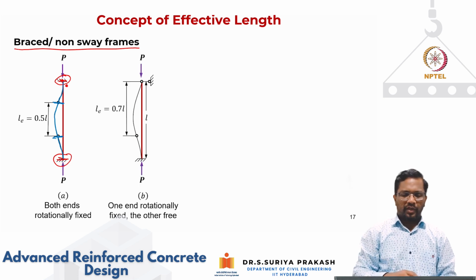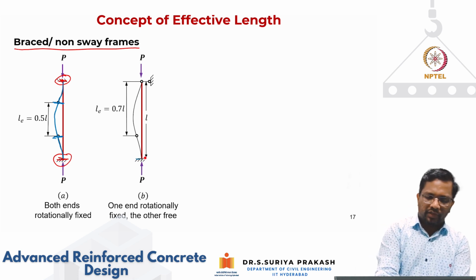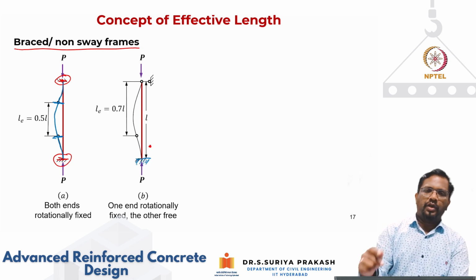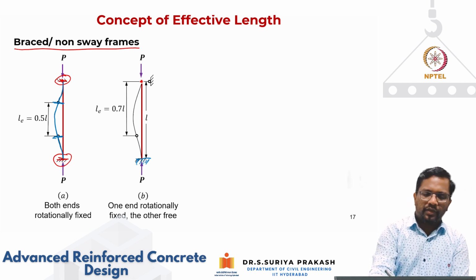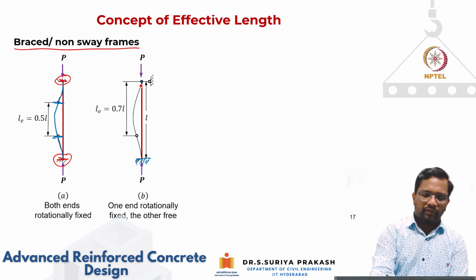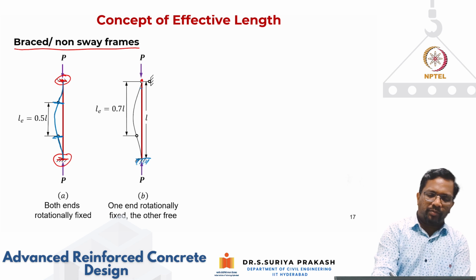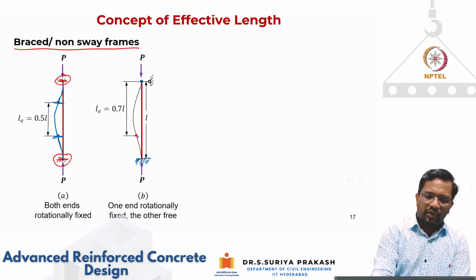Now let's look at another case. One end is fixed, that means it cannot move and it cannot rotate. But the other end is restrained from moving laterally. However, it can rotate. So for this case, the point of inflection, of course, the hinge point, will be here, and at this point it will be here.